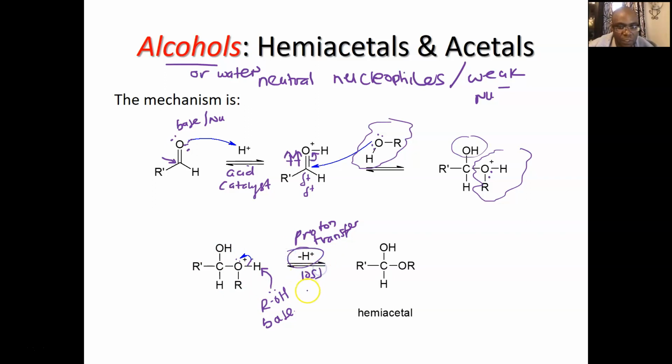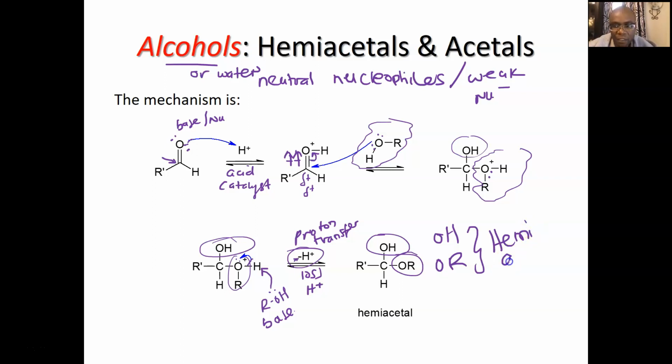You lose the H plus. The subtraction here means lose the H plus. So you end up with an OR group, and of course we already made our OH. You have OH, you have OR. This is half the acetal, so it's hemiacetal. So that's how you make your hemiacetal. The alcohol that took out the hydrogen simply forms a byproduct which is not of our interest, the alkoxonium. Okay.